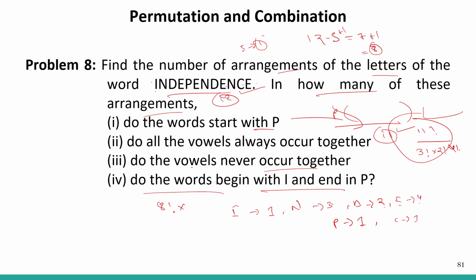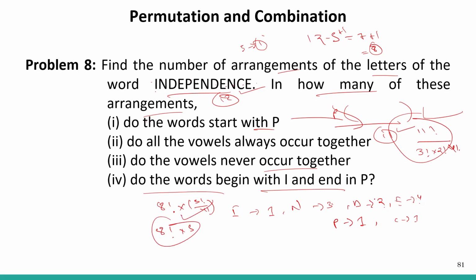And then what we do is, we have how many ways can these vowels be arranged among themselves? Because E has been repeating 4 times inside that. So it will be 5 factorial by 4 factorial. Okay. That is equal to 8 factorial into 5, which will be the answer for part II.